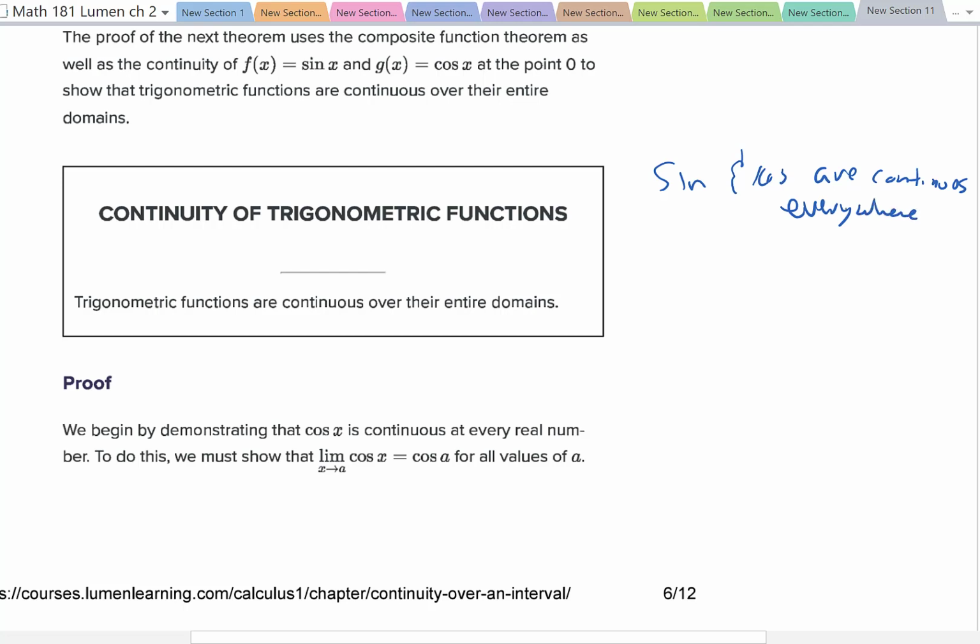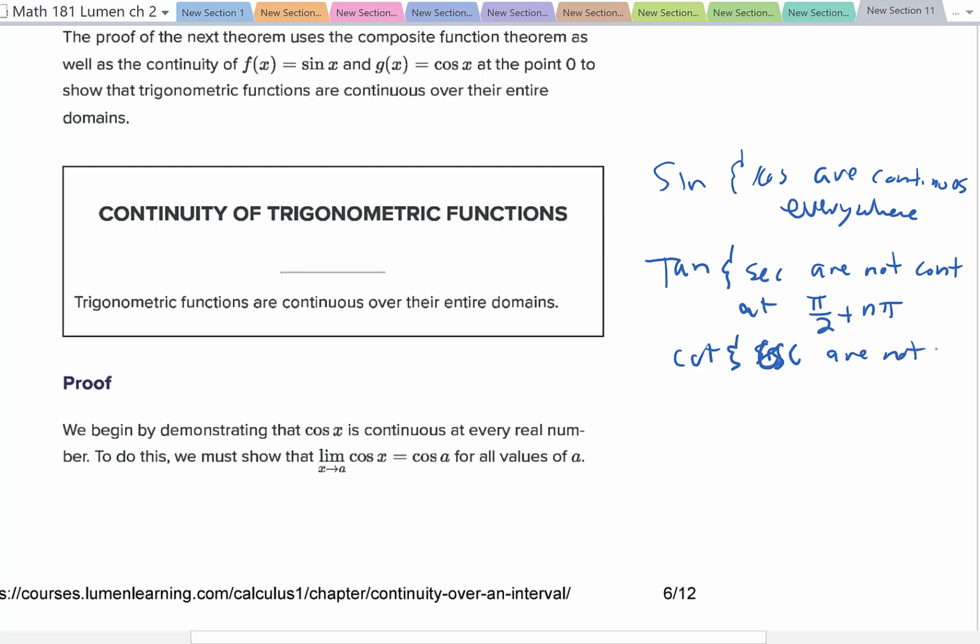But tangent and secant are not continuous at pi over 2 plus n pi. So like pi over 2, 3 pi over 2, negative pi over 2. And then you have your cotangent and cosecant, excuse me, are not continuous at pi plus n pi.